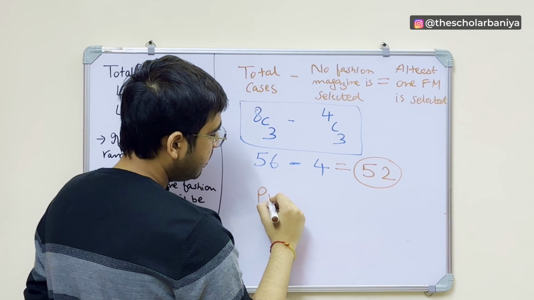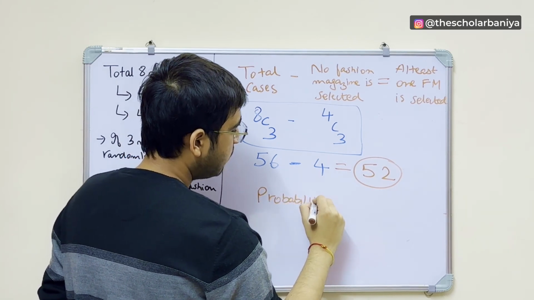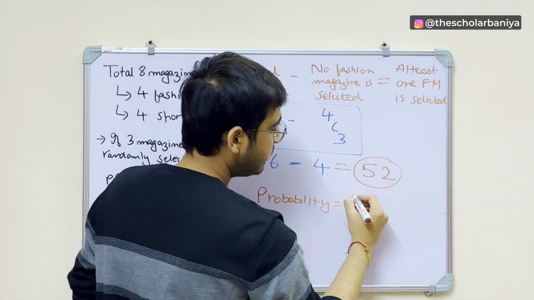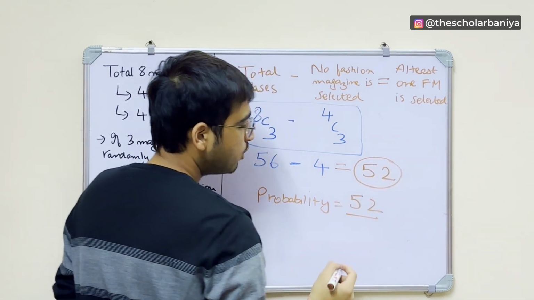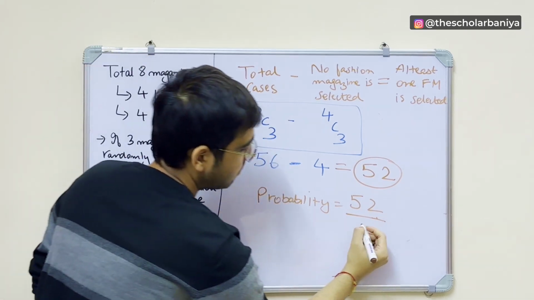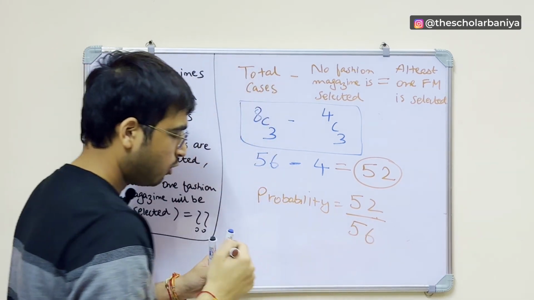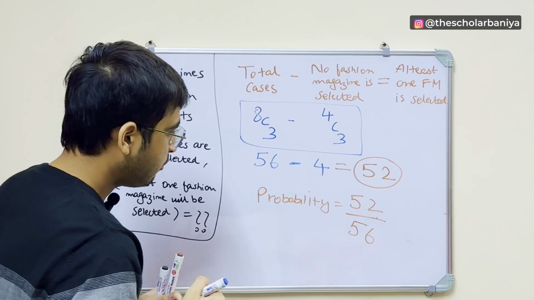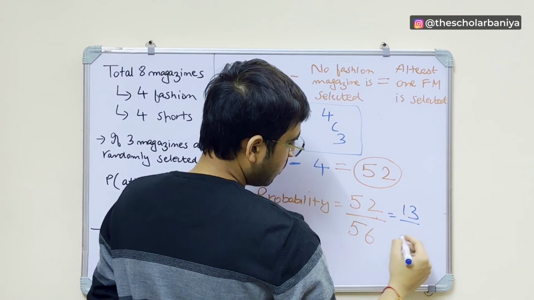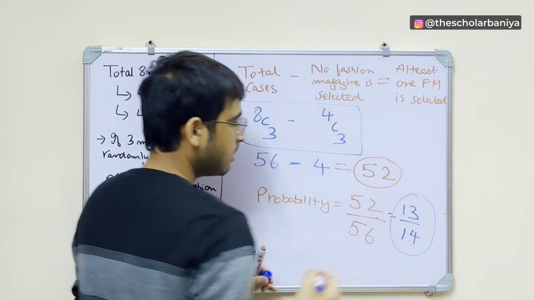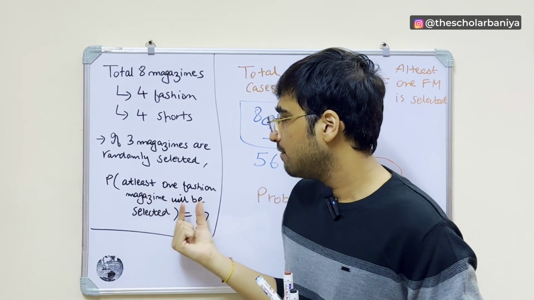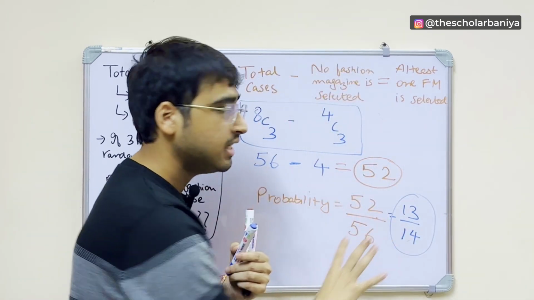So the probability becomes 52, because these were the required cases, right? So 52, the favorable ones, upon the total. The total is how many? 8C3, which is 56. I hope this makes pretty good sense. So now if you just solve this, this comes out to be 13 upon 14. So 13 upon 14 is your final answer. The probability that at least one fashion magazine will be selected is 13 upon 14.